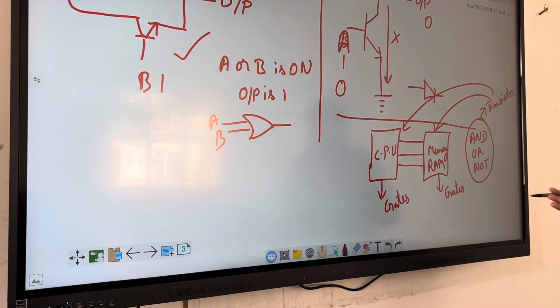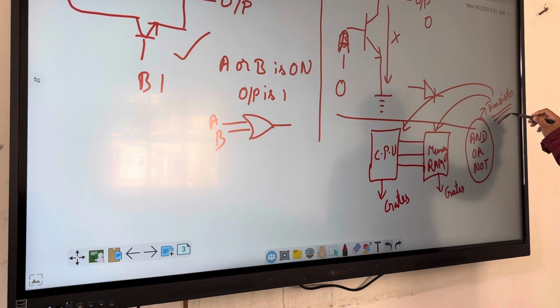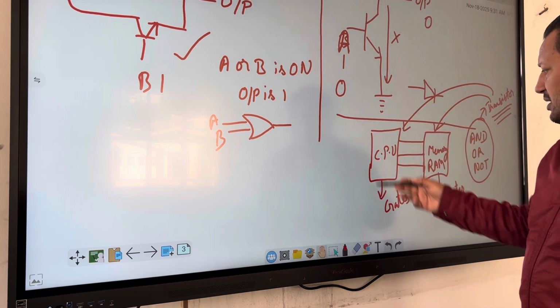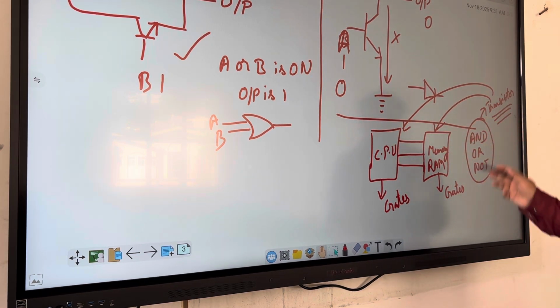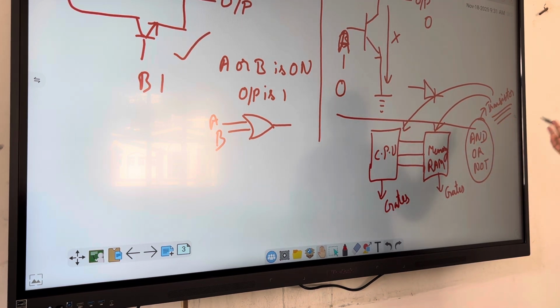That's how your transistors are making processing devices. That's why when you have more and more transistors on your ICs, you have much better CPUs, you have better processors, and you have much better RAM. So that's the basic idea behind the digital devices, behind the transistors and these gates.